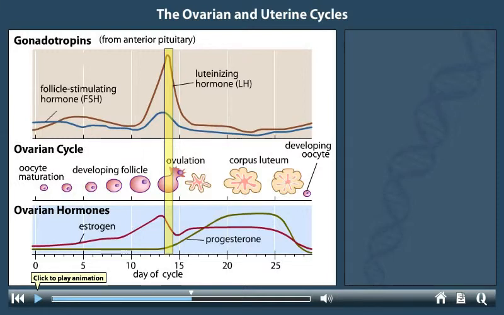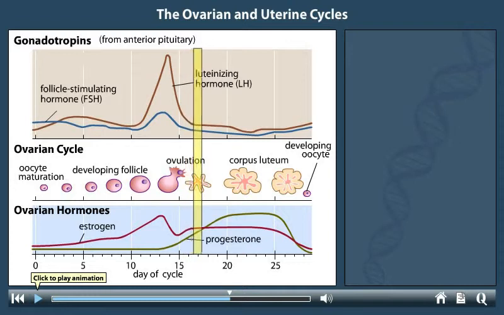This LH surge triggers the mature follicle to rupture and release the egg, the process of ovulation. LH then triggers the remaining follicle cells to differentiate into the corpus luteum, which secretes estrogen and progesterone. The corpus luteum remains in the ovary, secreting estrogen and progesterone for the last 2 weeks of the cycle. At this point in the cycle, these hormones again inhibit the release of FSH and LH. A decline in FSH and LH restricts follicles from beginning to develop during the second half of the cycle.